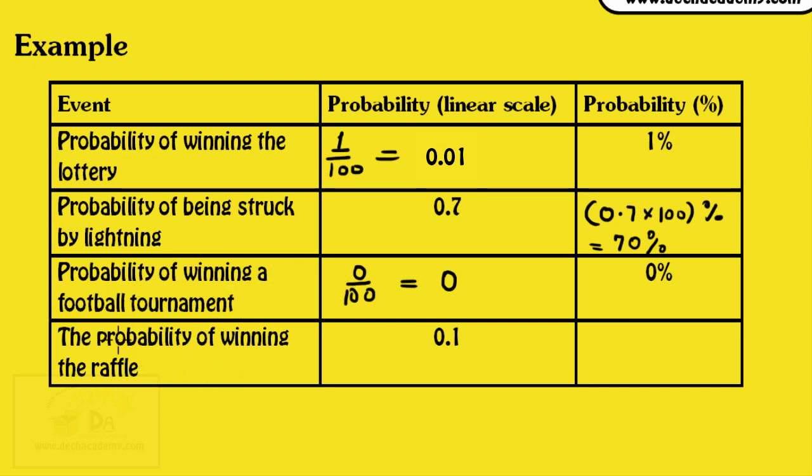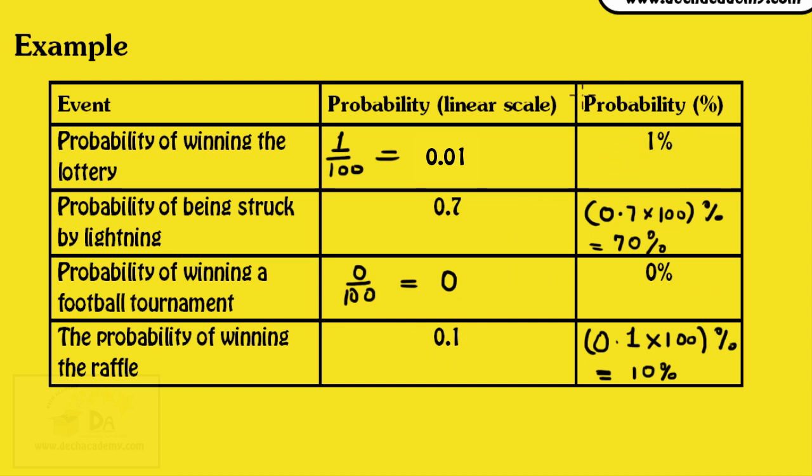Now to the last case, the probability of winning the raffle. The linear probability is given as 0.1. The percentage probability is obtained by multiplying the linear probability by 100 and appending the percentage symbol. So 0.1 times 100 is equal to 10, and the percentage symbol is added, so a probability of 10% is equivalent to a probability of 0.1, and the table is complete.